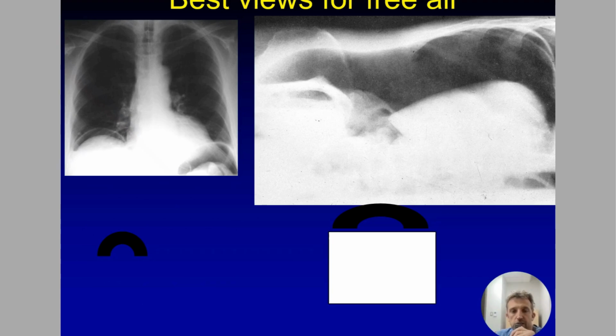What if the patient is too sick to stand? What is our next best view? Well, hopefully they can lie on their side, left side down, right side up. The air rises and we'll see air between the liver and the abdominal wall. This is free air.